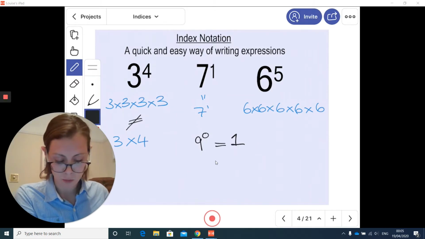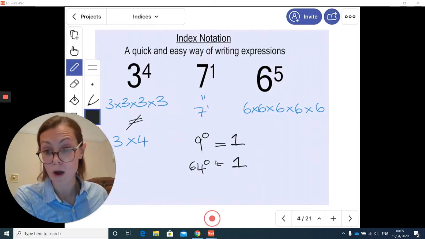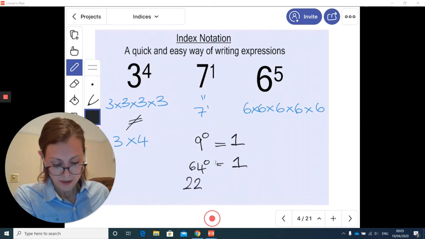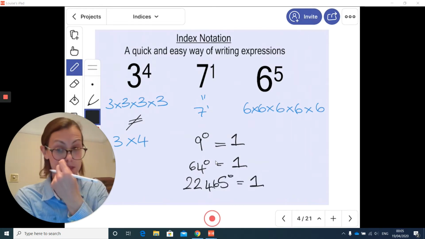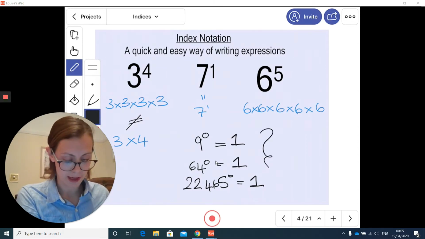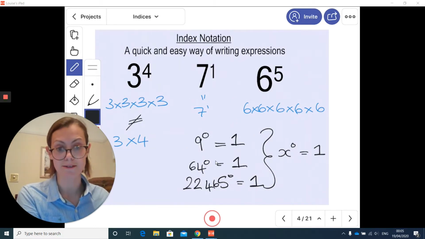So 9 to the power of 0 is 1, 64 to the power of 0, 1, 22,465 to the power of 0 is 1, anything to the power of 0 is 1. So key rule there, x to the power of 0, always 1. Doesn't matter what x is. Anything to the power of 0, always 1.